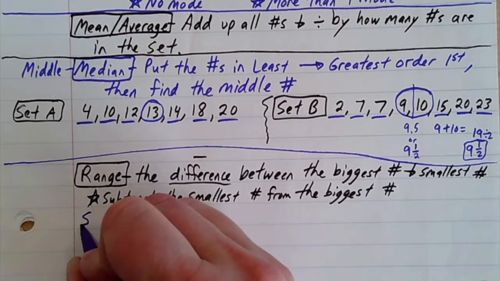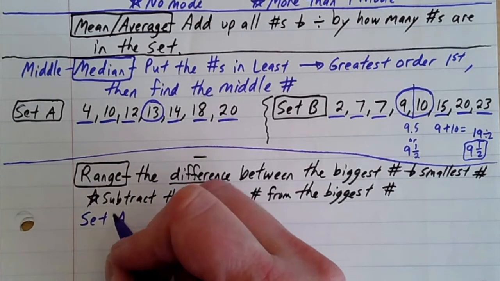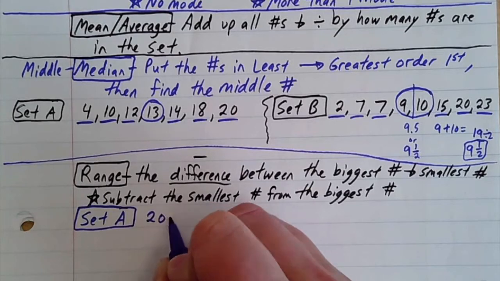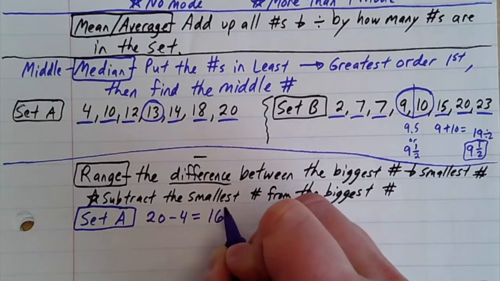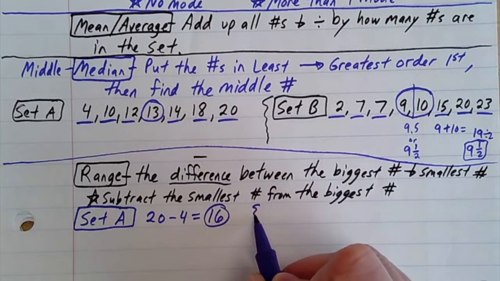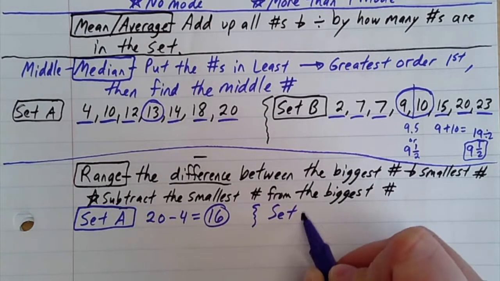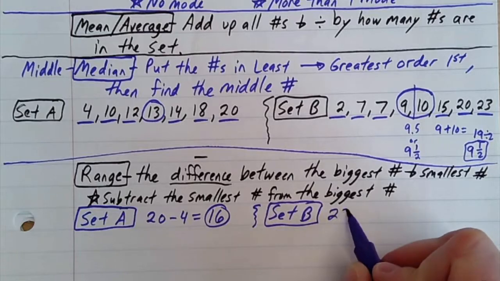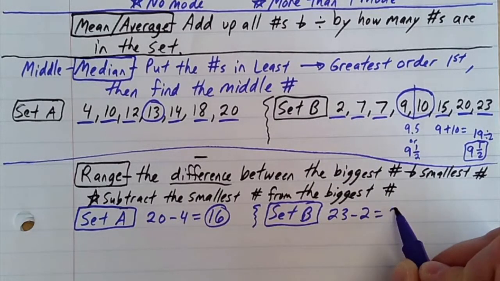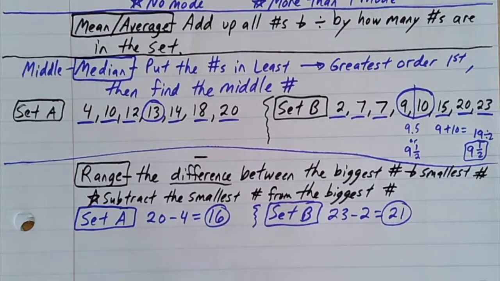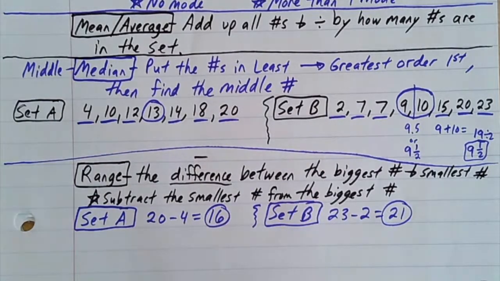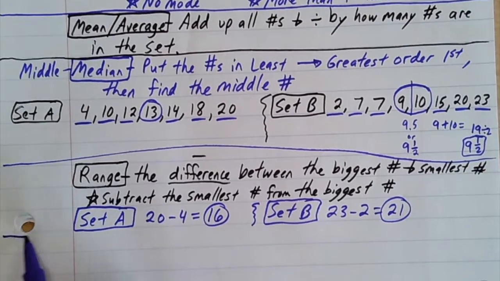So set A, in order to find the range of that, you would just take 20 and subtract 4, and the range would be 16. And then for set B, the range would be 23, the biggest number, and subtract 2, the smallest number, and its range is 21. So these numbers are all kind of closer together. They don't range as far apart as these numbers do. Draw a line.